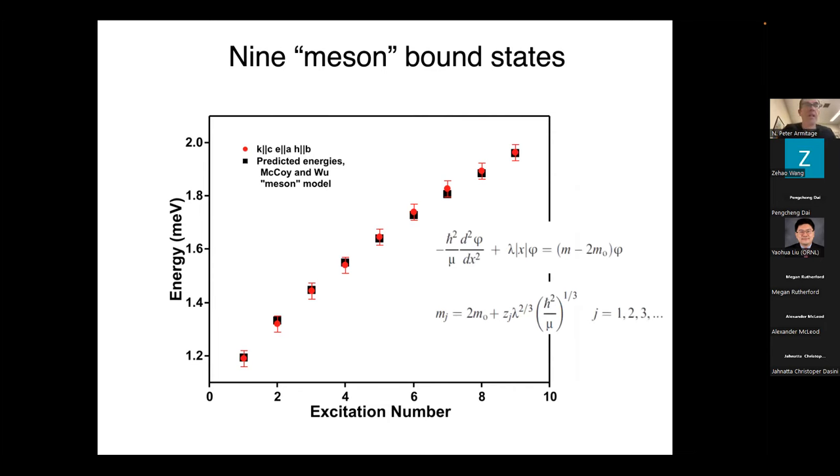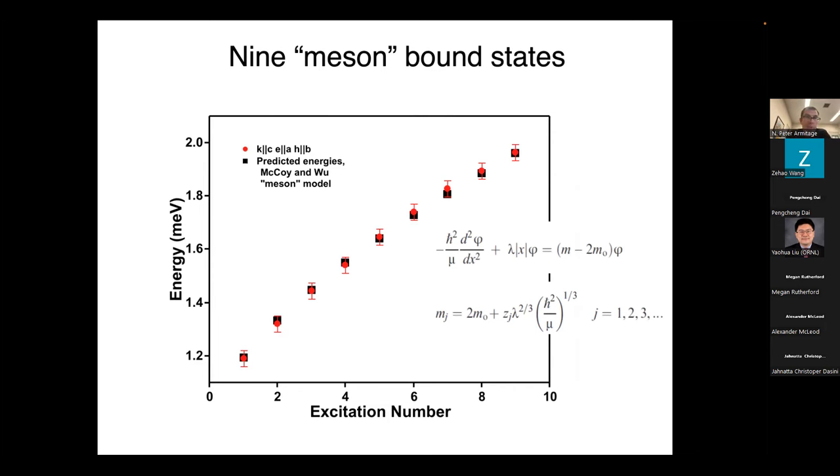This was first worked out in 1978 in Physical Review D by McCoy and Wu. They were interested in these kinds of things. Physical Review D is the particle physics journal. And they were interested in these kinds of things because this linearly confining interaction between the domain walls is some cartoon for the linearly confining interaction between two quarks in a meson.